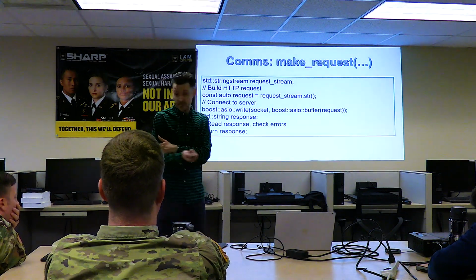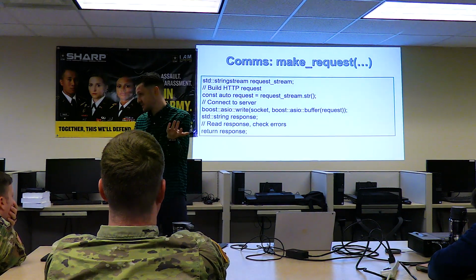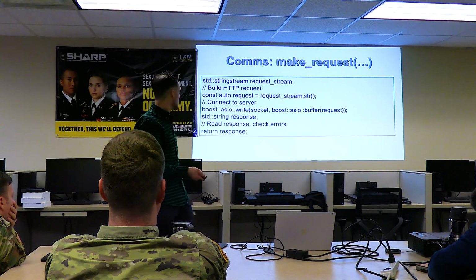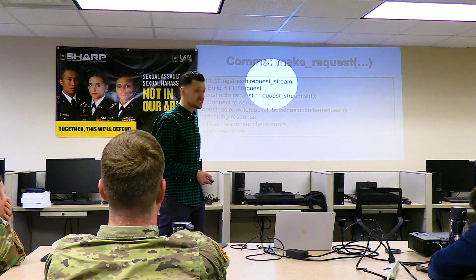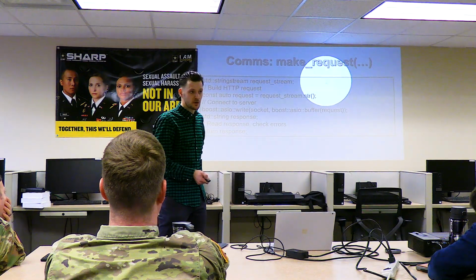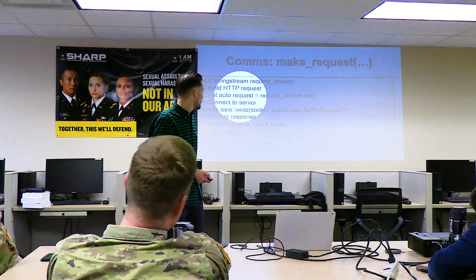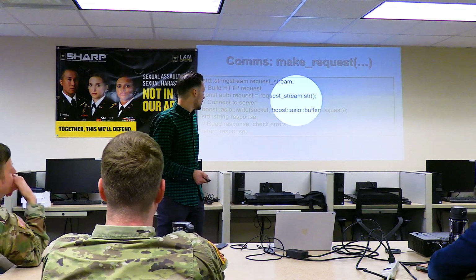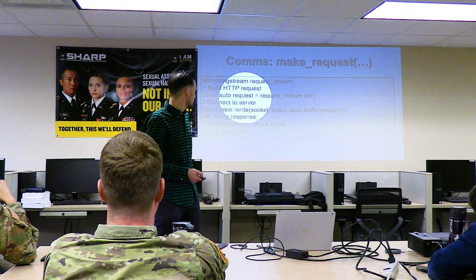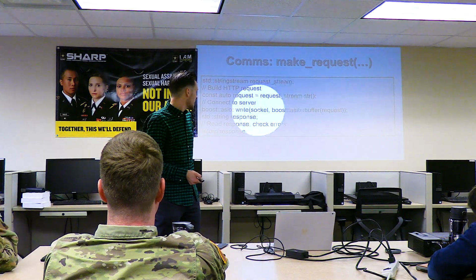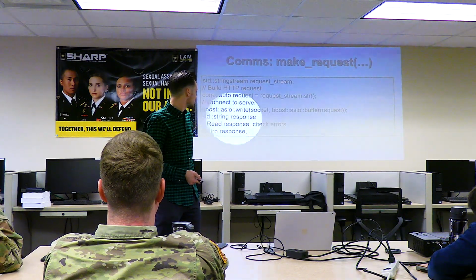So we need an HTTP post with this JSON data in the body. We build our own string stream, and we're going to start stuffing things into that to build our request. We make a string out of it. We're going to connect to the server, and then we're going to write the request to the server.